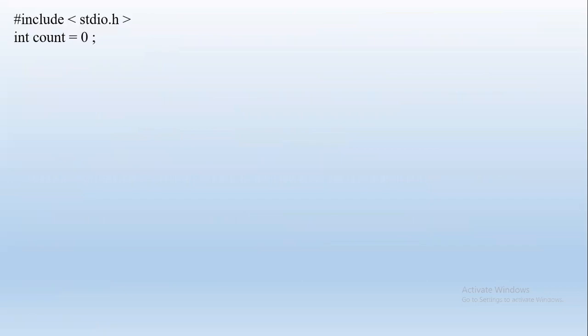We want to count how many are prime or not prime, right? So in that case, we are initializing to 0, to count how many are prime, or how many are not prime, we can count that way. Now the control, we know, starts from main. So here we will declare, write the function.